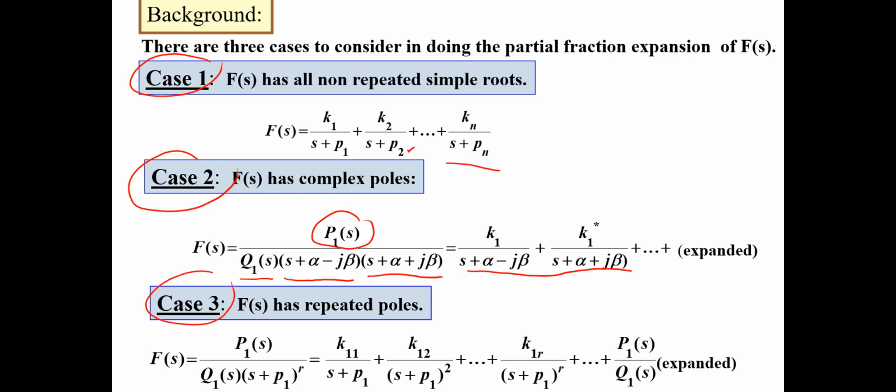So it's like P1(s) over Q1(s) multiplied by (s plus p1) to the power r, like this one. We can expand it like K11 over s plus p1, plus K12 over (s plus p1) squared, and so on, until K1r over (s plus p1) to the power r. We will look at an example to see more detail about the three cases here.